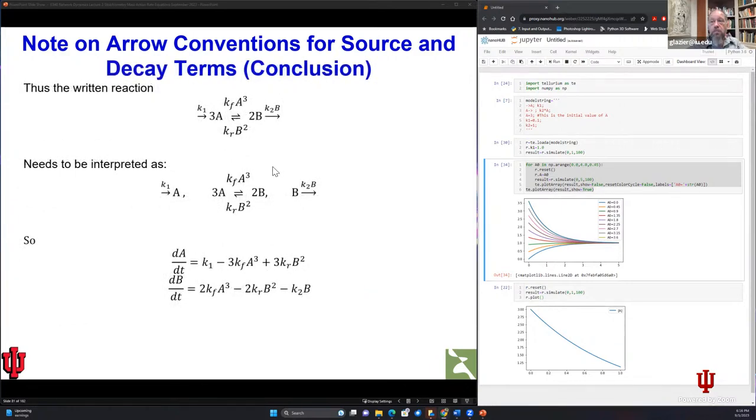Okay. So if I start with the core of this, this is well behaved. 3A goes to 2B. That means I have K forward times A cubed. And that's going to be multiplied in the dA by dt by 3, because I use up 3 A's for each reaction.